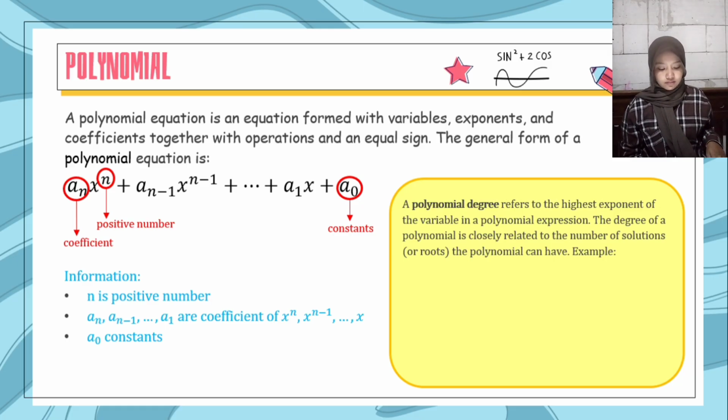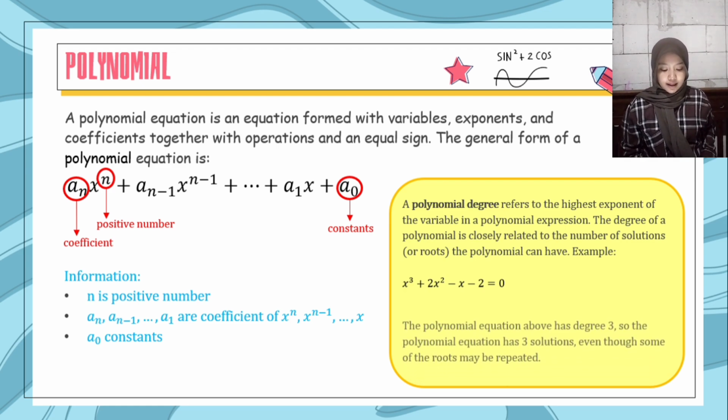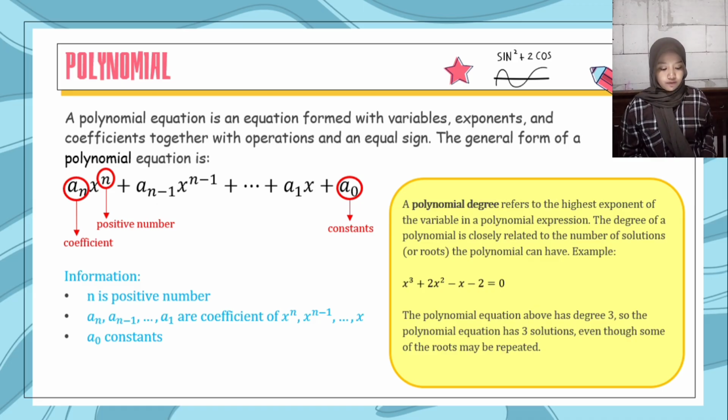For example, we have x cubed plus 2 times x squared minus x minus 2 equals 0. The polynomial equation above has degree 3, so the polynomial above has 3 solutions, even though some of the roots may be repeated.